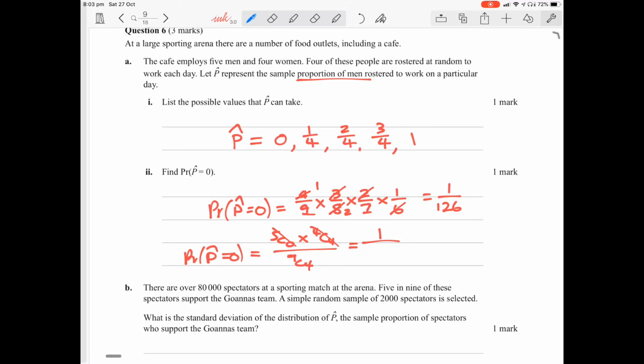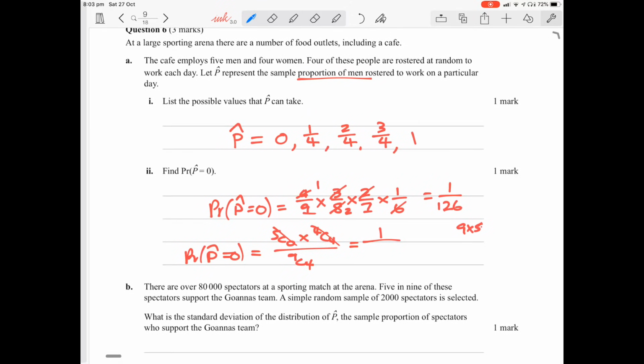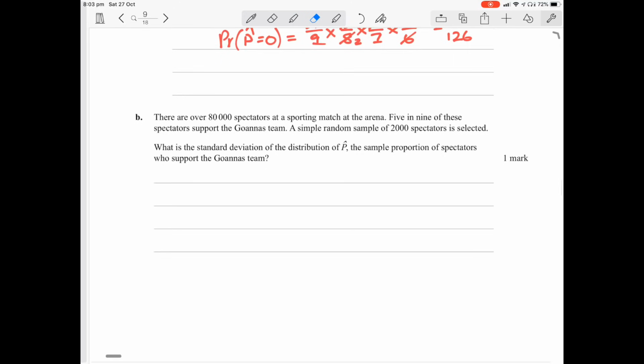Let's just write it out. 9 by 8 by 7 by 6 by 5 factorial, on 5 factorial, 4 by 3 by 2 by 1. They cancel. That gives a 2, so I get 126. Either way, you get the same answer. Whatever floats your boat, so 1 on 126.